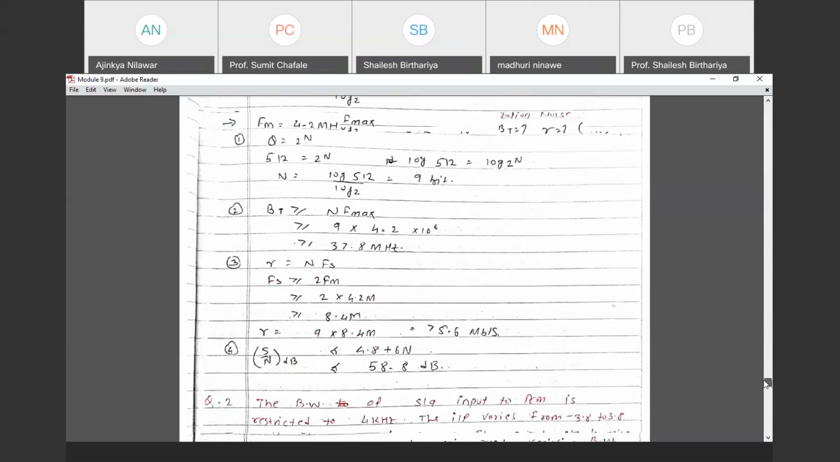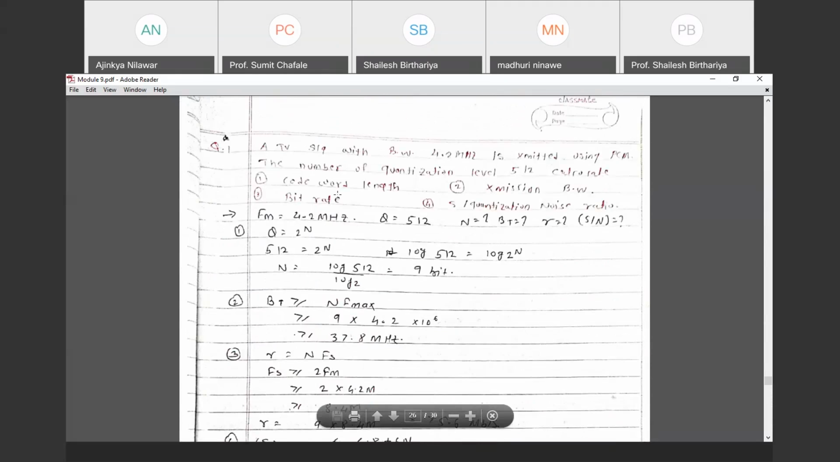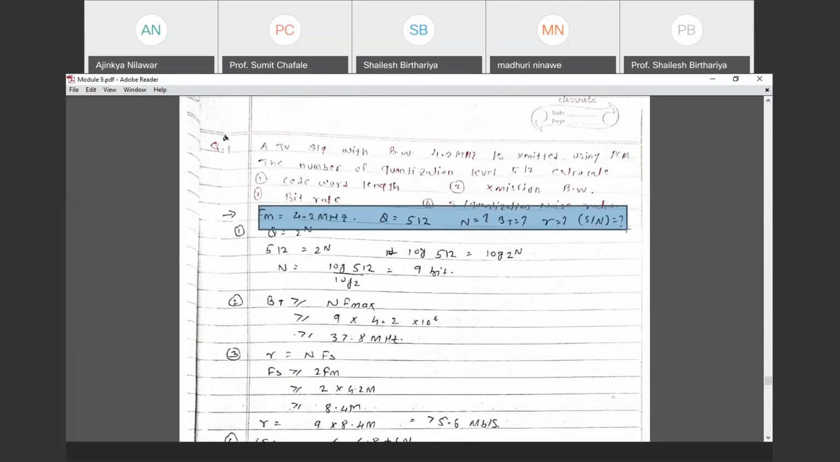So let us consider our first example. A TV signal with bandwidth 4.2 megahertz. I have written here also what is the input data. Any of the parameters they can ask in the exam. So my TV signal has a bandwidth of 4.2 megahertz. That means my Fmax is 4.2 megahertz. Transmitted using PCM, pulse code modulation. The number of quantization levels is 512. That means what is given? Q is given, that is 512.